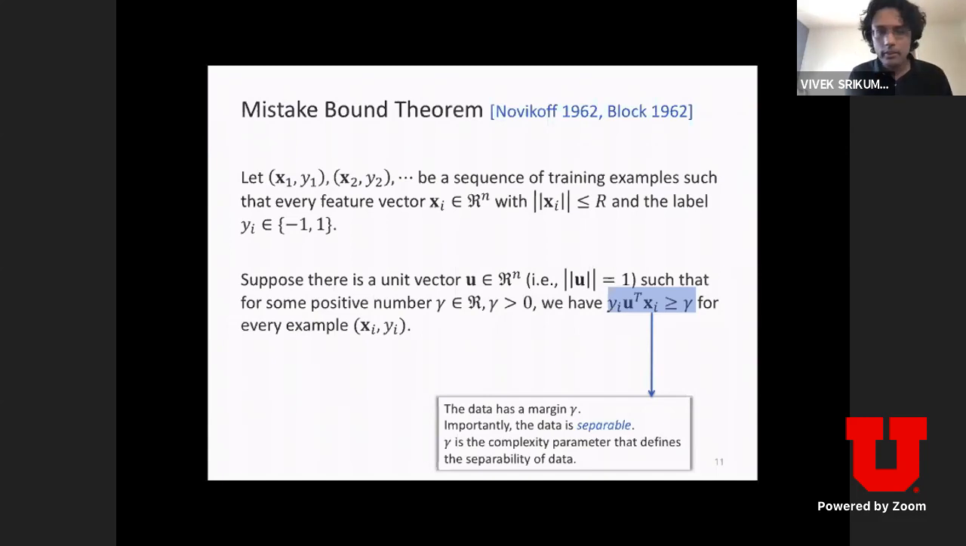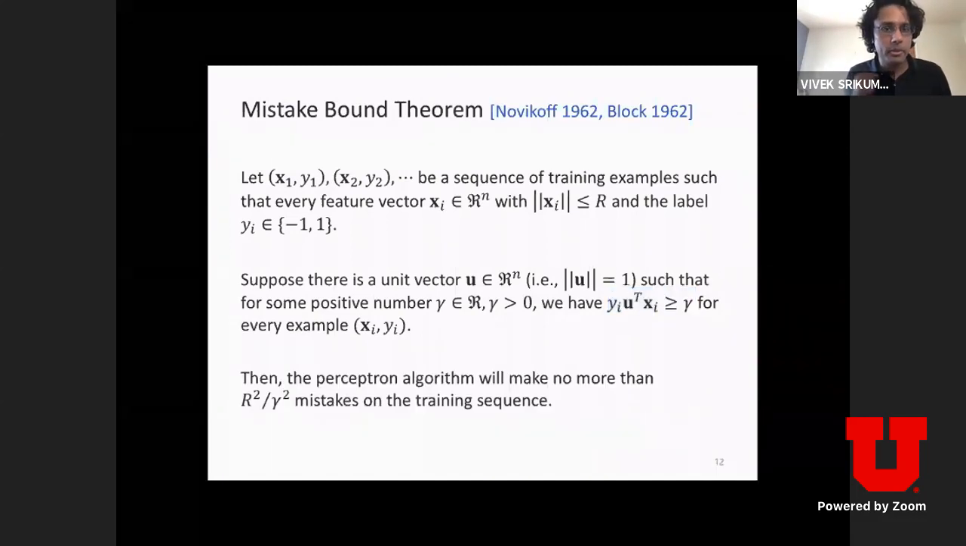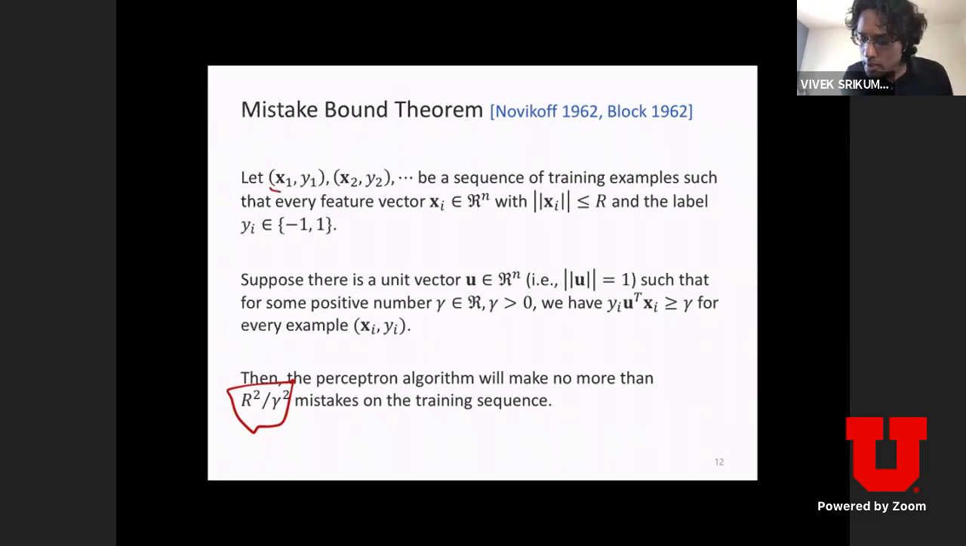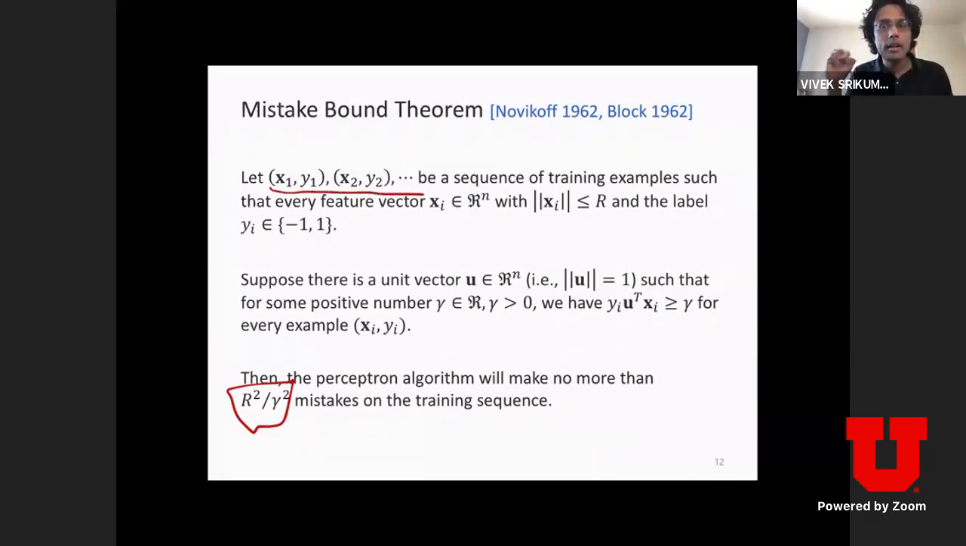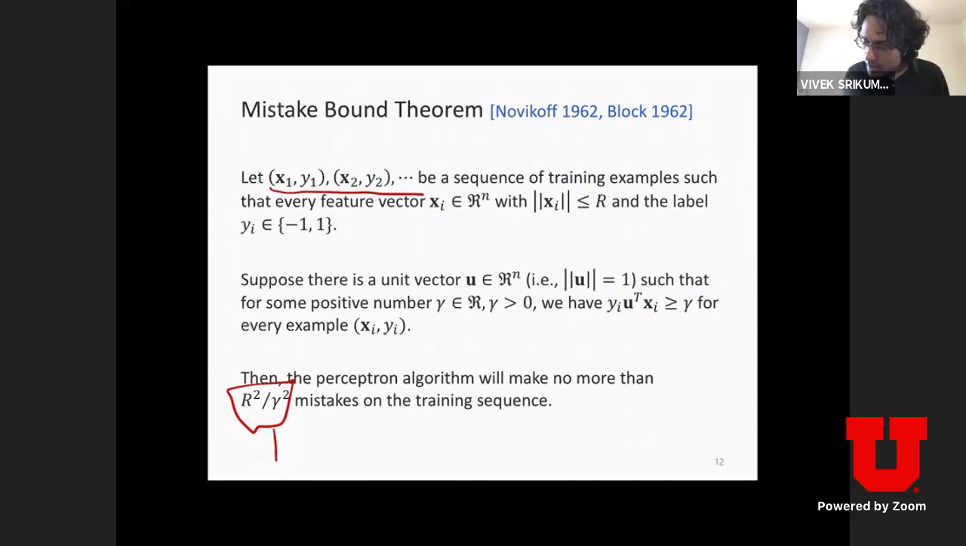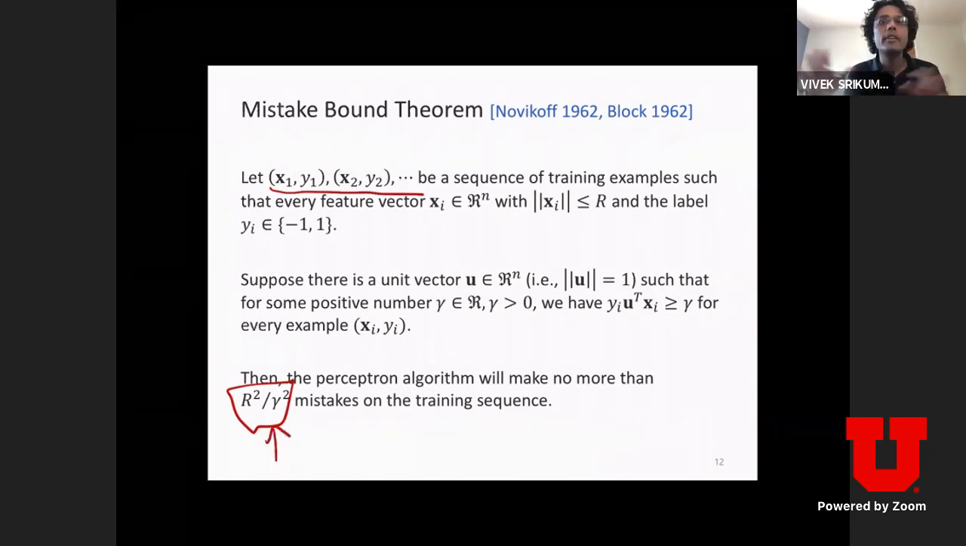If this happens, then the theorem says the perceptron algorithm will make no more than r squared over gamma squared mistakes on the training sequence. It doesn't matter what the training sequence is, it doesn't matter if it's an adversary who's putting together the examples, the perceptron algorithm will stop making mistakes after making these many mistakes. This is the perceptron mistake bound theorem.